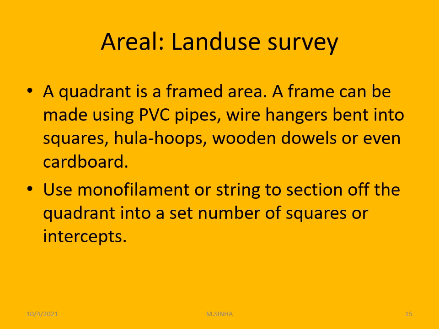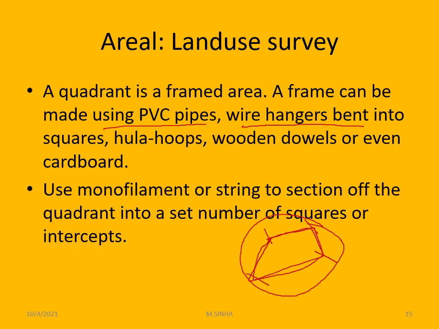Quadrant area is a frame area. The frame can be made using PVC pipe or rope or measuring tape, and so on. Frames can also be made with wire, hoops, wooden cardboard, and so on. Using monofilament, string or tape is a very conventional method to identify the area. Suppose this is an area. Suppose this area is identified with the help of measuring tape and staff or ranging rod, and this area is defined with the help of rope. So this method is known as the areal method of landscape survey.